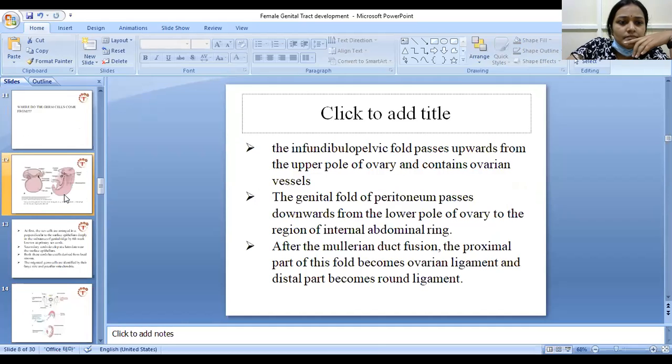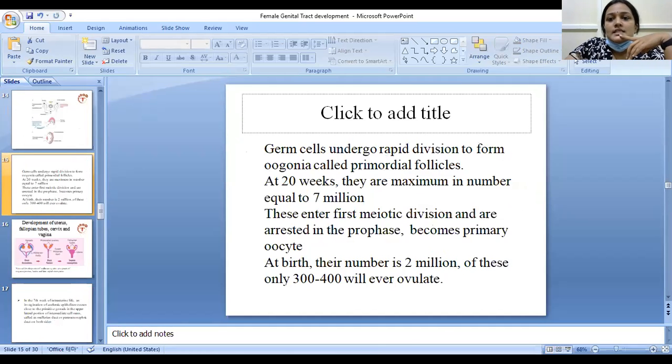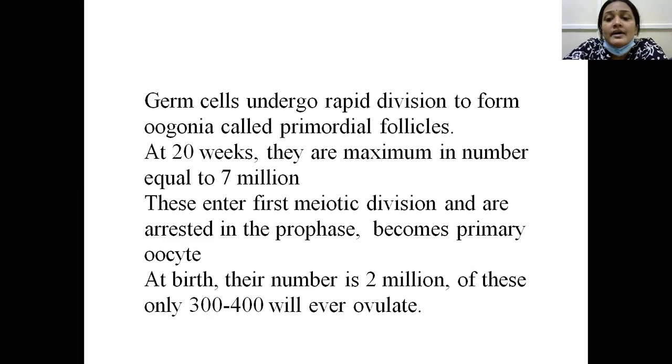Where are we? The germ cells undergo rapid division to form oogonia. Those are the primordial follicles. By 20 weeks, they are maximum in number, equal to 7 million. These primordial germ cells, that means the primordial follicles, enter the first meiotic division and are arrested in the prophase.